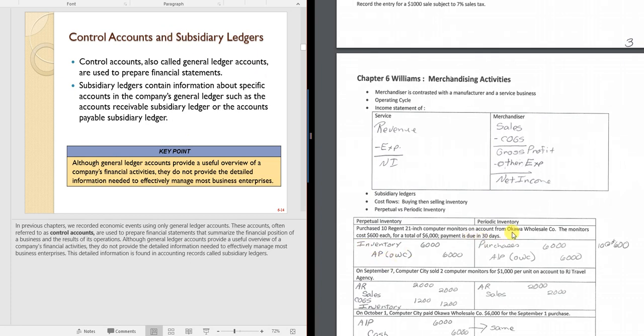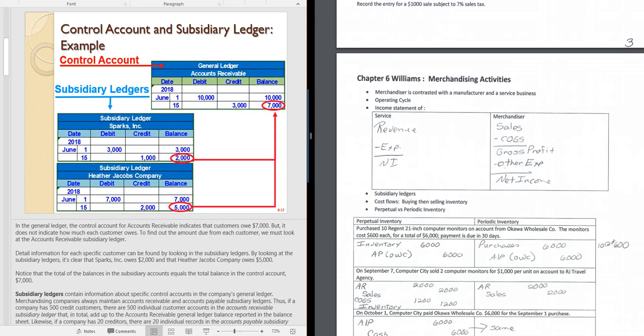You can see over here, Okawa Wholesale Company, so I put OWC to indicate that that's accounts payable to the Okawa Wholesale Company. But other than putting it in notations or a dash, we usually don't use subsidiary ledgers in accounting. On a computer, if I credit accounts payable, it pops up and asks you who, and you enter their account number so you can identify who owes you money or who you owe money to. Notice this is Sparks and Jacobs, so we only have 2 accounts receivable, 2 customers here. One is Sparks and one is Jacobs, and you can have hundreds and hundreds of subsidiary ledgers.